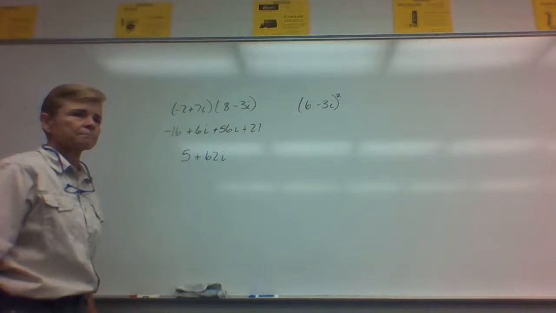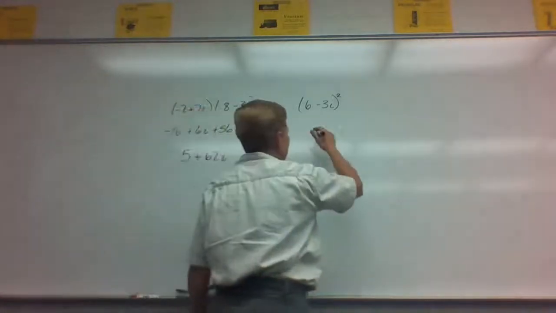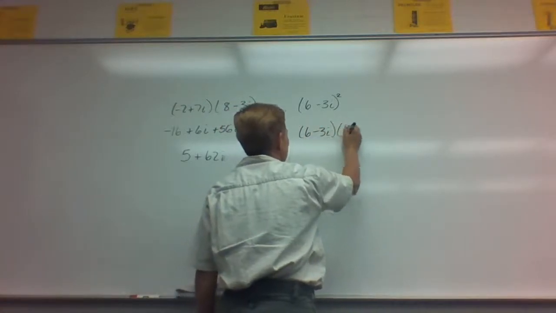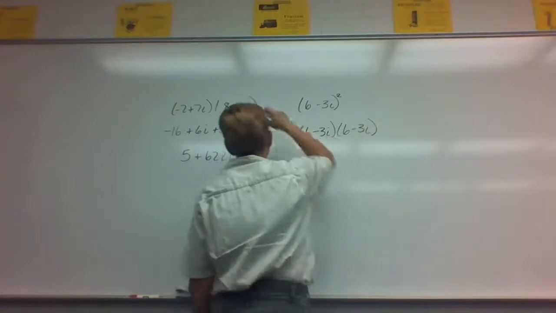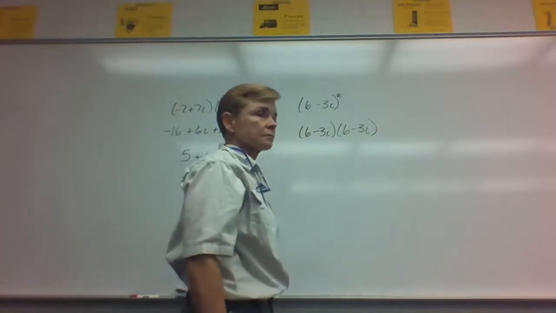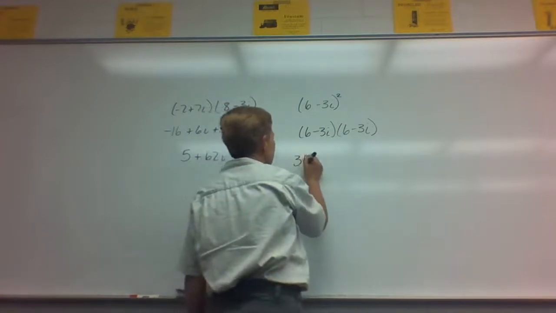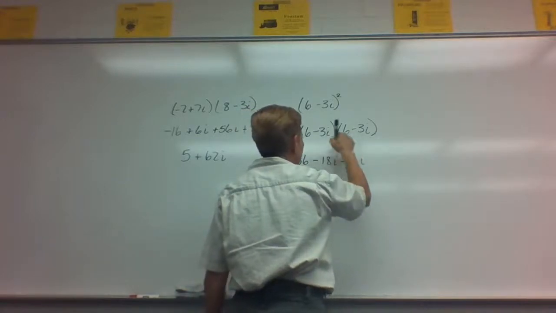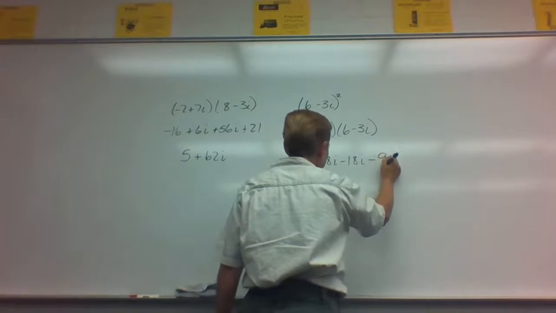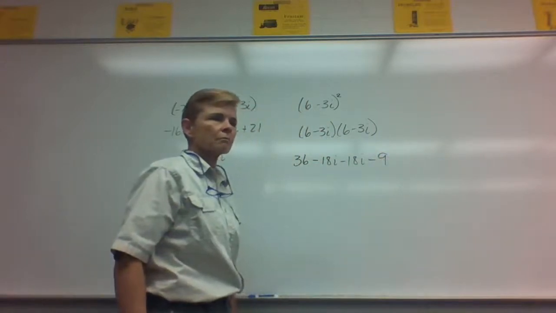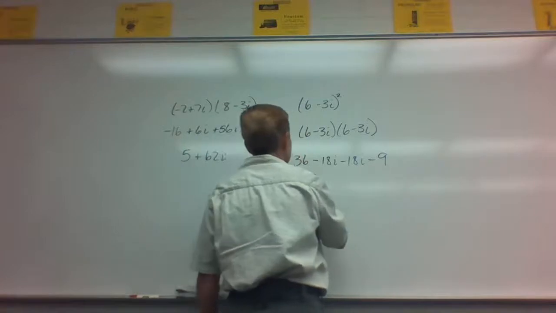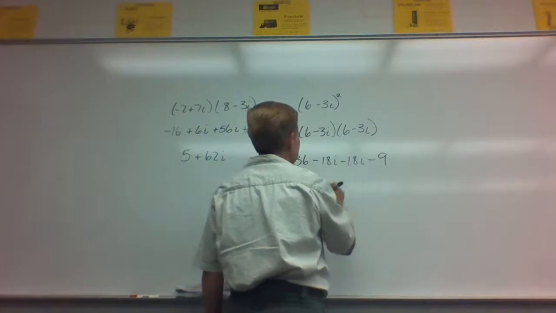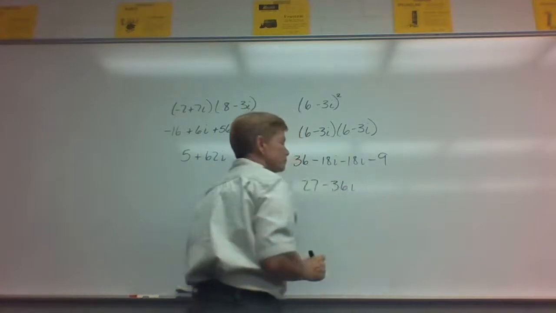You okay on that? Now, to do this one right here, this is the way most of you will do it, which is perfectly fine. Show me your work. You write 6 minus 3i twice, and then you do to that what we did to that. It would be 36 minus 18i minus 18i minus 9. You see it? 36 minus 9 is 27, right? And 18 and 18 is 36, so that one's done.